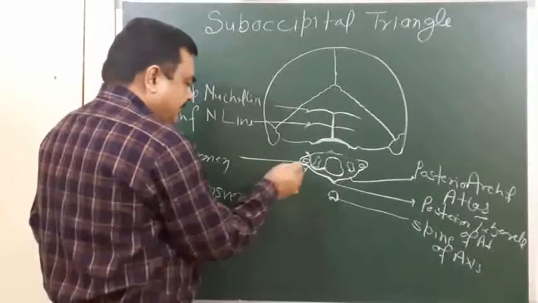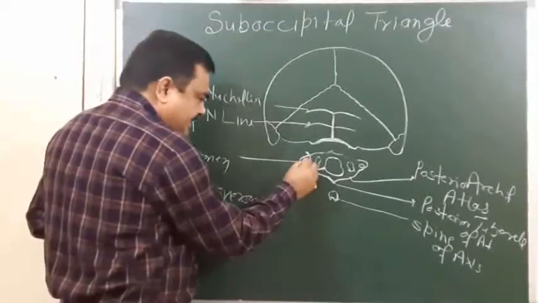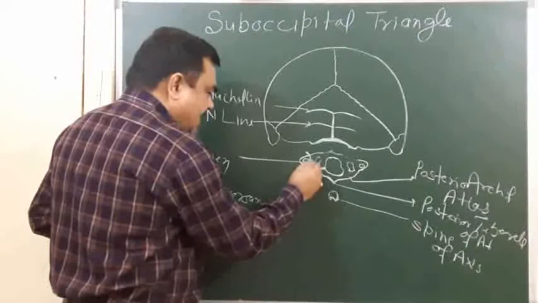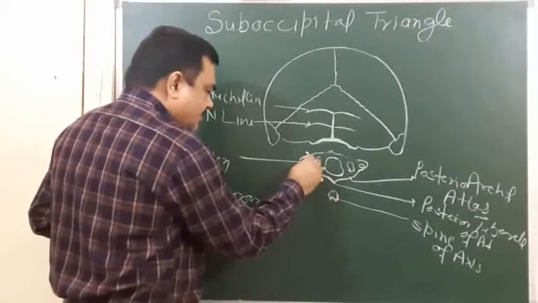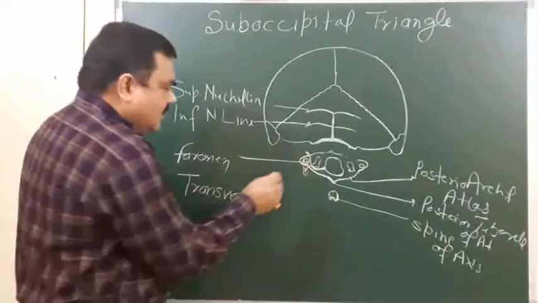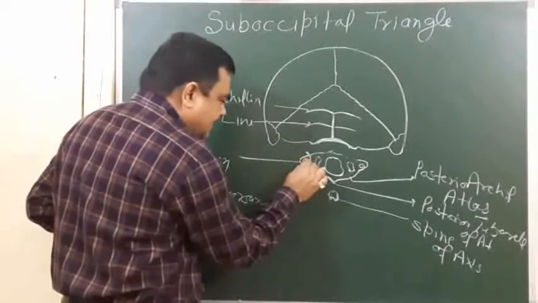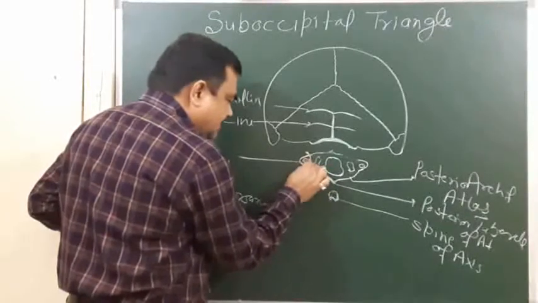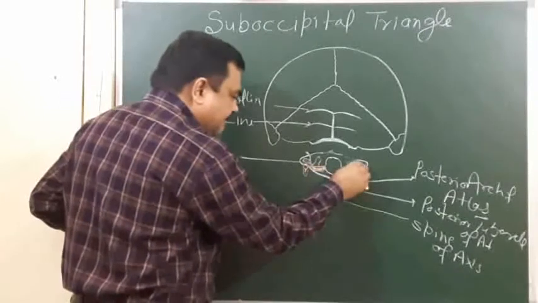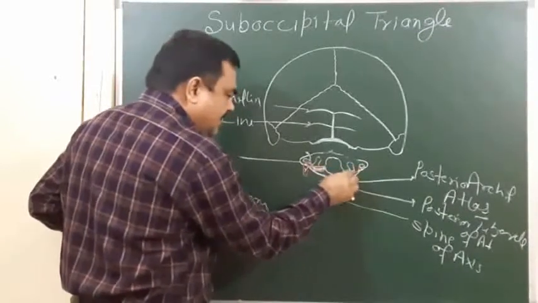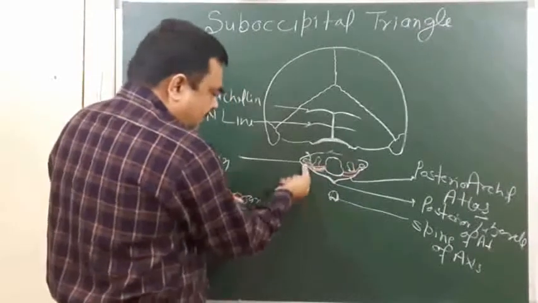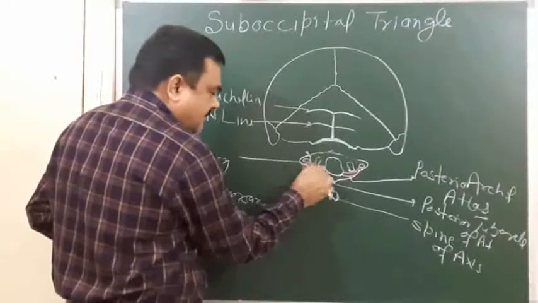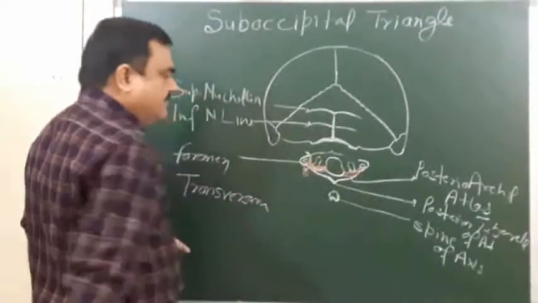Another important thing: through the foramen transversarium, one artery passes. That artery is the vertebral artery. This is the third part of the vertebral artery, from here to here. This lower part is the second part. This third part lies here.